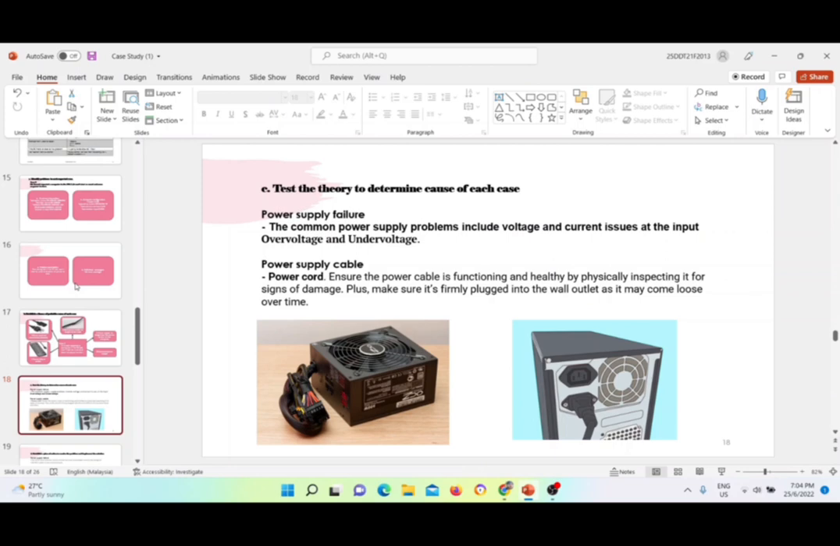So power supply cable. For the power cord, ensure the power cable is functioning and healthy by physically inspecting it for any wire damage. Plus, make sure it's firmly plugged into the wall outlet, as it may come loose over time. So check the plug. You don't have to change the cable if the cable is simply not plugged in correctly.